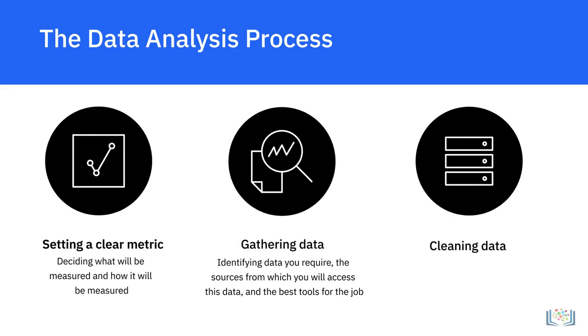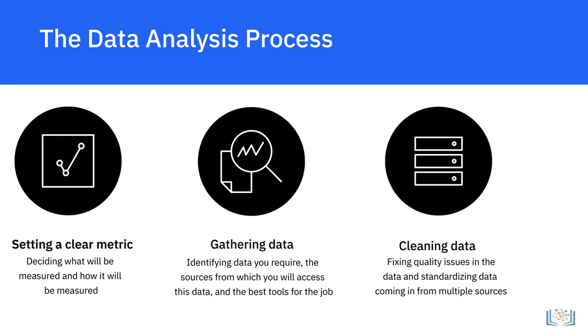Cleaning data. Having gathered the data, the next step is to fix quality issues in the data that could affect the accuracy of the analysis. This is a critical step because the accuracy of the analysis can only be ensured if the data is clean. You will clean the data for missing or incomplete values and outliers. For example, a customer demographics data in which the age field has a value of 150 is an outlier. You will also standardize the data coming in from multiple sources.